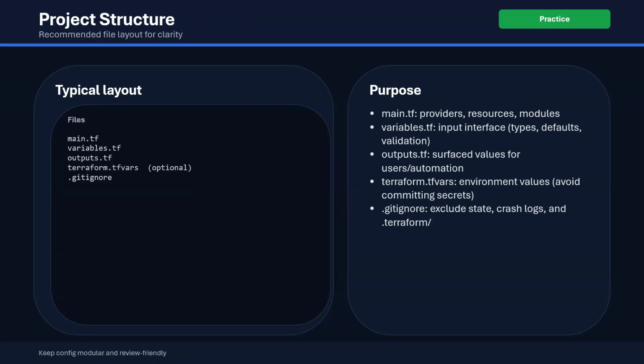So now this is how a typical Terraform layout is going to look. See main.tf, variables.tf, outputs.tf, and terraform.tfvars, which is optional. Now there is something you're going to understand: .gitignore.